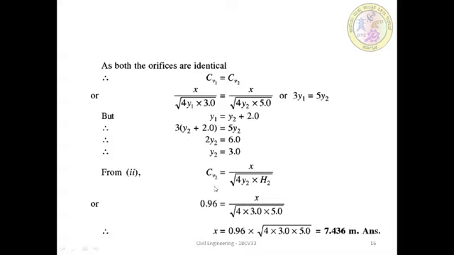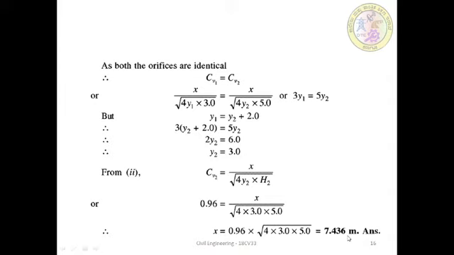Now here, from the previous CV2 equation, we have x divided by 4y2 into h2. Now y2 is known, h2 is also known, and CV is given, both are identical, that is 0.96 in the problem. So now x is the only unknown. Substitute in this, simplify, and we get x is equal to 7.436 meter.